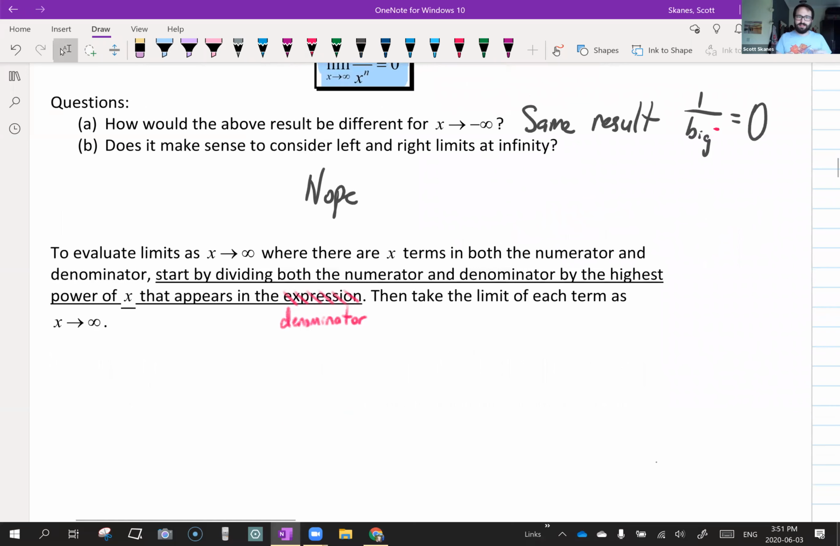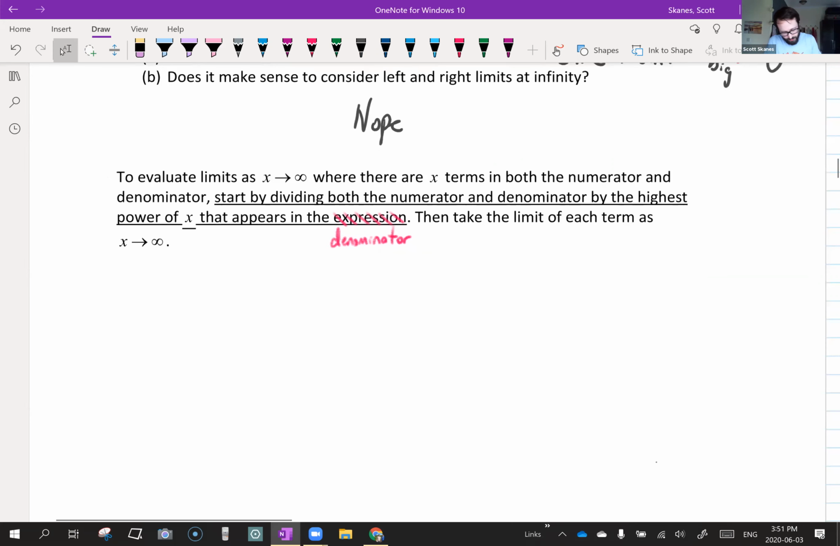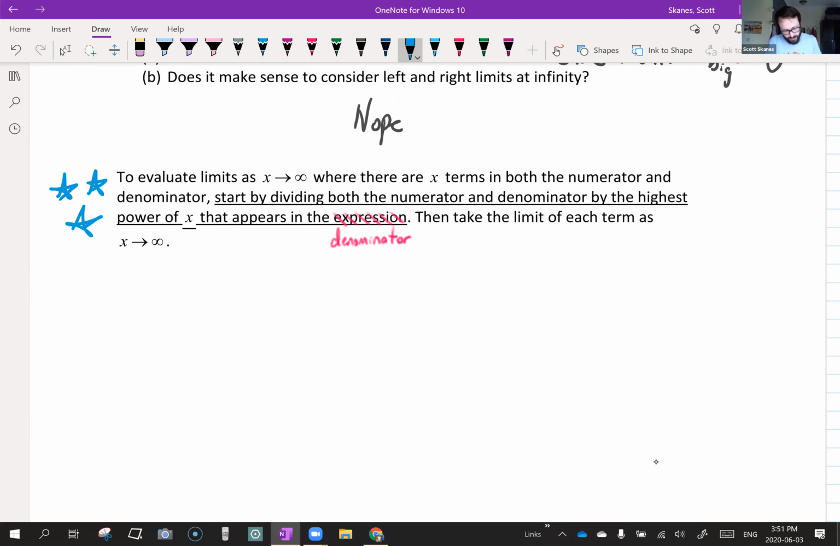Let's do the math part of this, and you'll see that of all the limit topics, this one might be the easiest, because as soon as you see an x on the bottom somewhere, it's just going to delete the term. So let's look at this. It's very important that I talk through this and make the change that I made. It says, to evaluate limits as x goes to infinity, where there are x terms in both the numerator and the denominator, so on top and bottom, start by dividing both the numerator and the denominator by the highest power of x that appears in the denominator. Let me show you what this means.